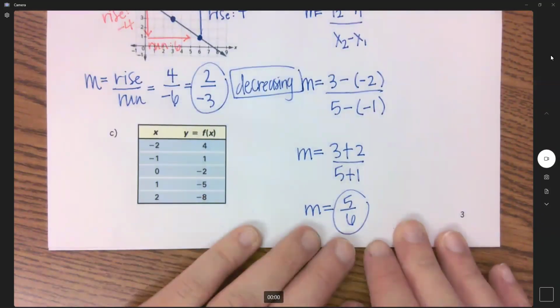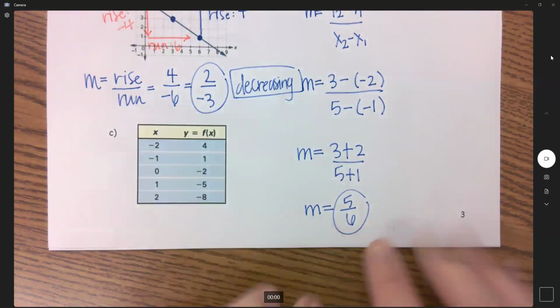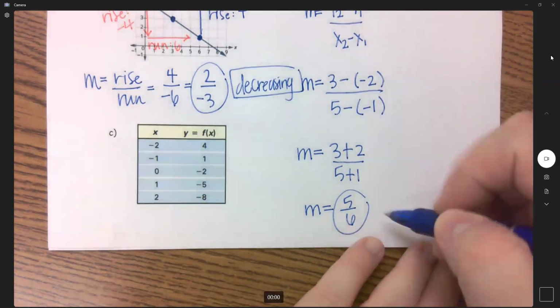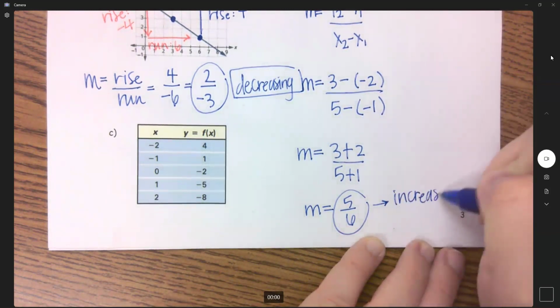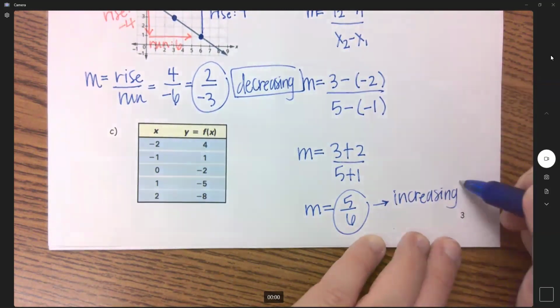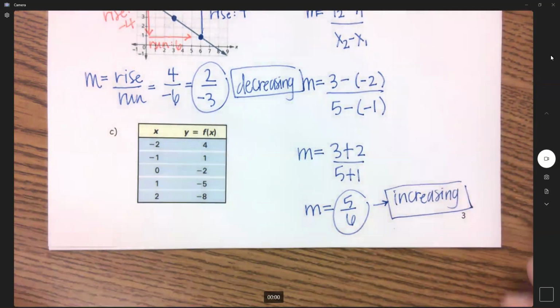So here, without even having a visual representation, because I have a positive slope, this must mean that my slope here is increasing. Because positive slopes are increasing slopes.